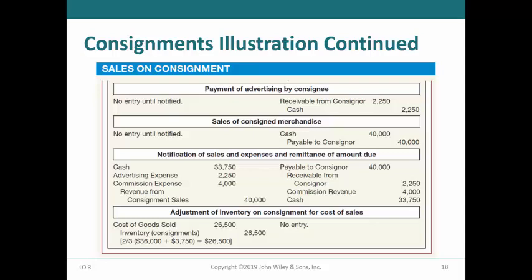Nelba would record the receipt of the proceeds and revenue by debiting cash for $33,750, advertising expense for $2,250, commission expense for $4,000, and crediting revenue from consignment sales for $40,000. Nelba would also debit cost of goods sold for $26,500 for the 2/3 sold, and inventory consignments for the same amount.